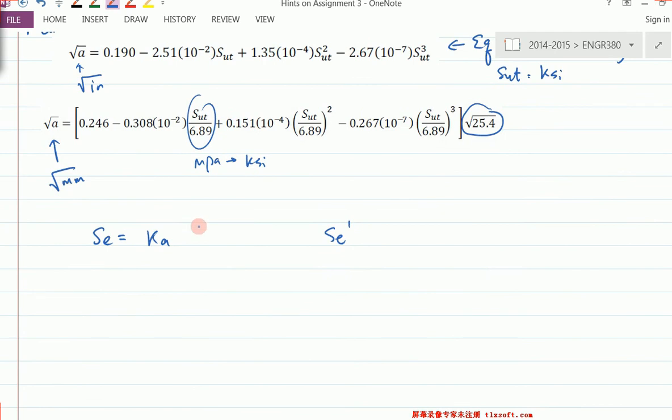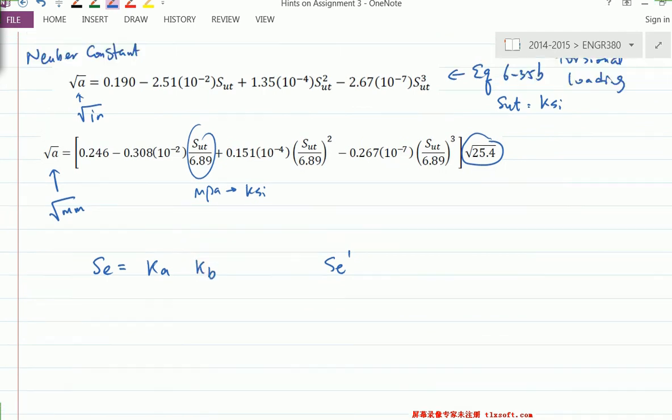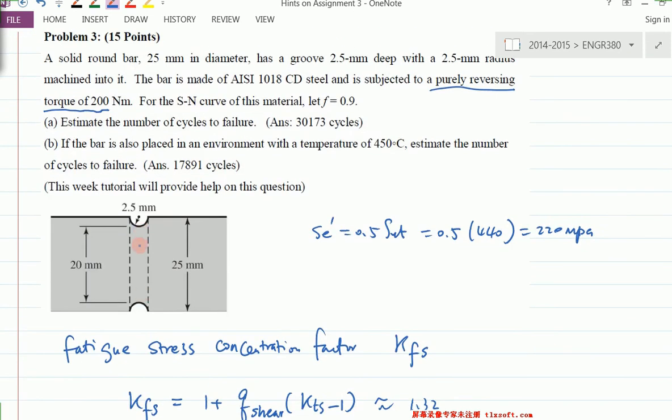You also need the size factor Kb. Okay. Kb here. So you're going to use the diameter, this is the D here, 20 millimeter. However, okay, now the question says this is not a rotating bar here. See there? Yeah, so the bar is subject to purely reversing torque, right? So the bar actually is non-rotating. Okay? It's a non-rotating bar.